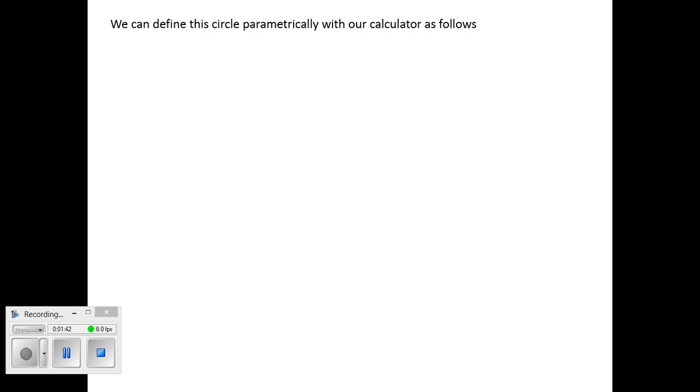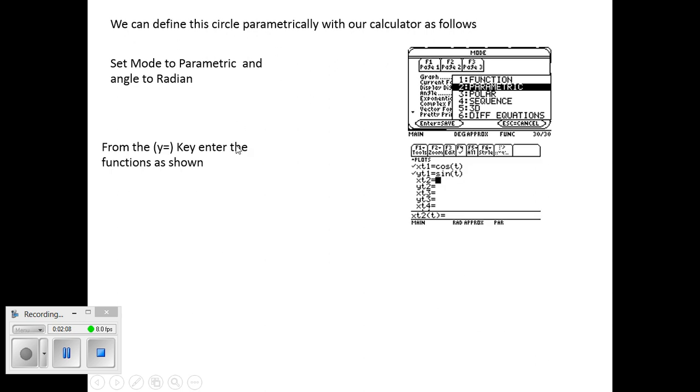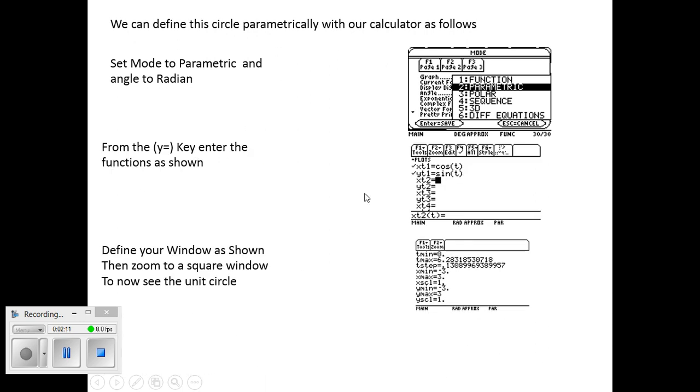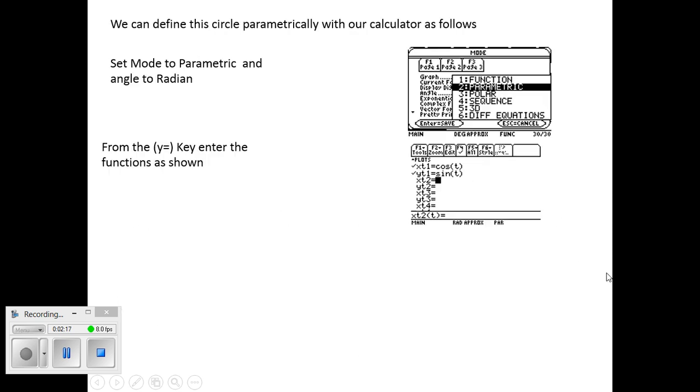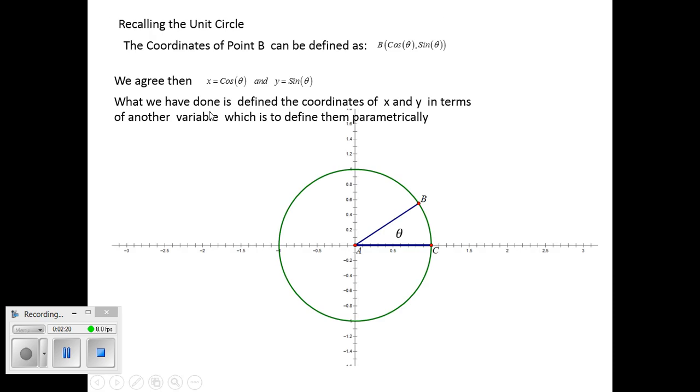In our calculator we have to go to mode, and choose parametric. We also have to be in radian mode, and I'll come back in another video and guide you through everything we do on the calculator separately. So the mode was set to parametric and the angle to radian. Then I key in x equals the cosine of the angle.